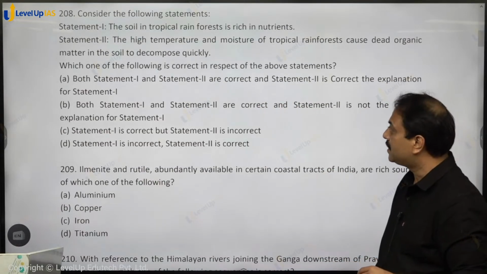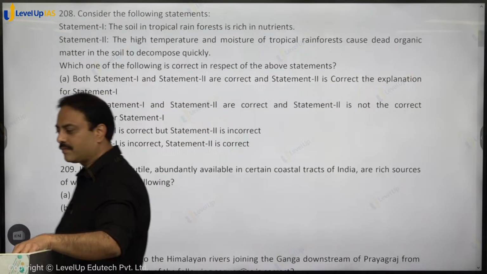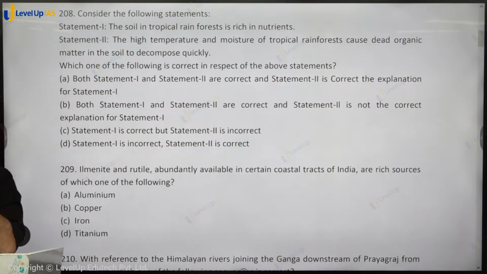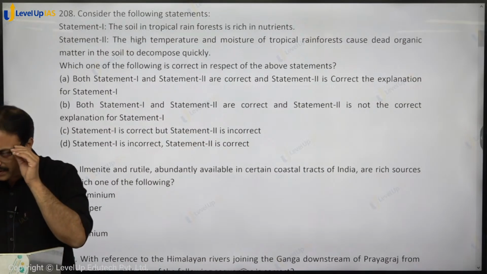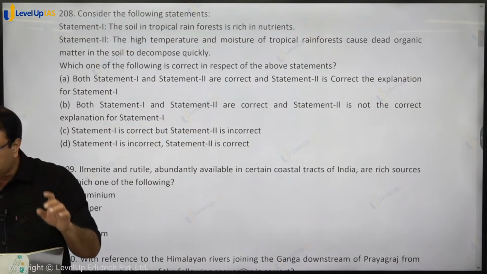Consider the following statements. PDF must have been uploaded, I think so.